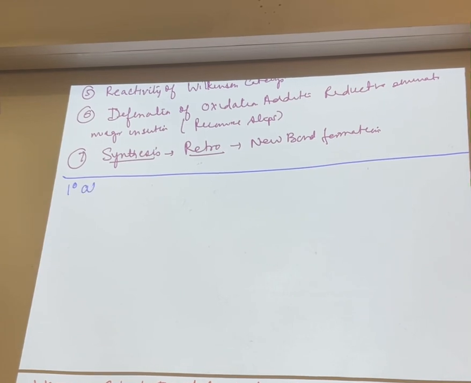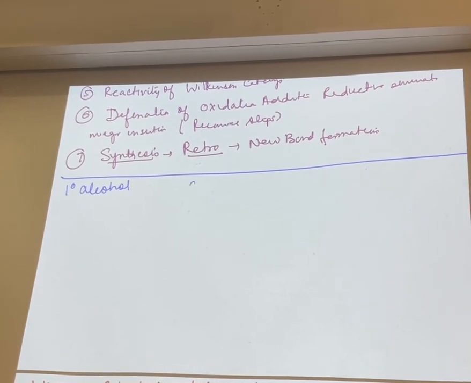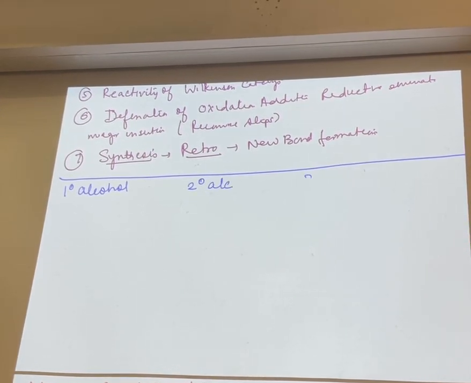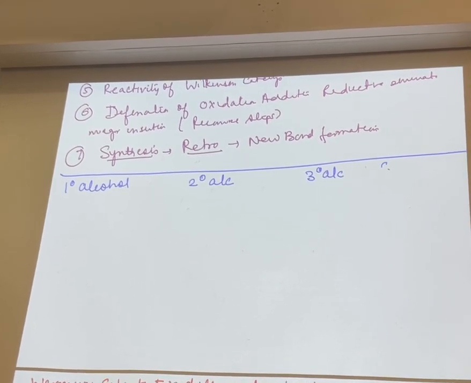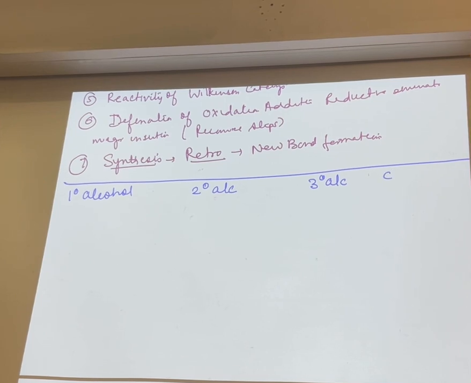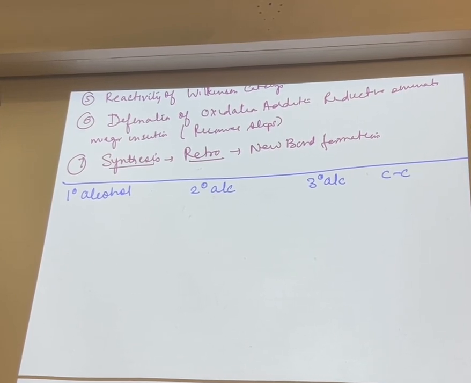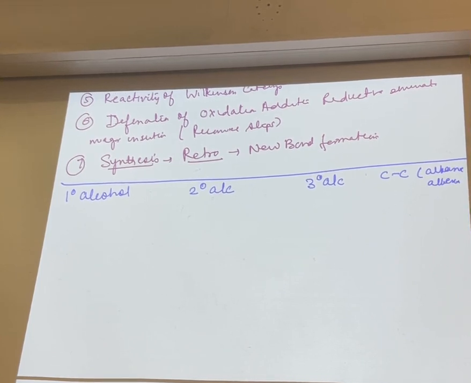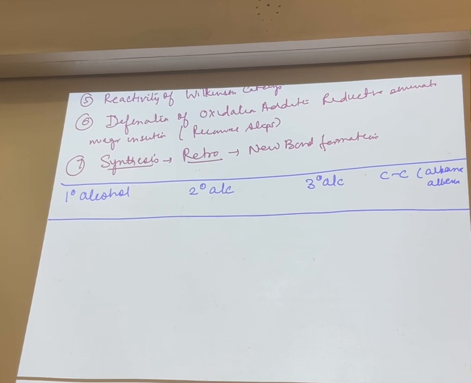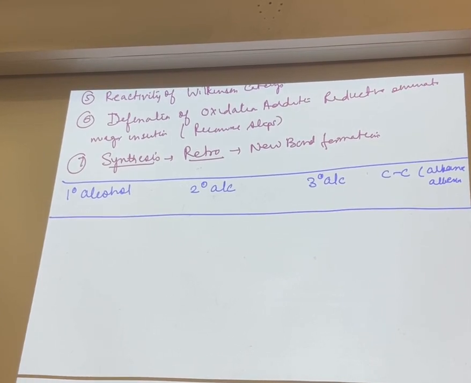Which compounds form primary alcohols? Which compounds form secondary alcohols? Which compounds form tertiary alcohols? Which compounds can form a carbon-carbon bond to form alkanes, alkenes? This is what you learned in this chapter. That's it.